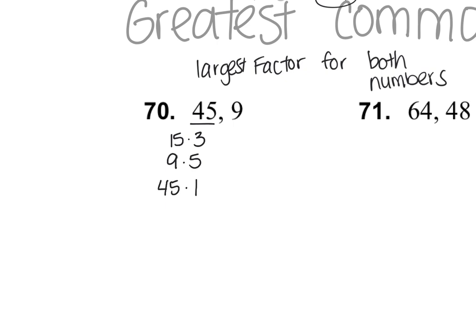Now, on the other hand side, we have 9. So we're looking at 9. Its factors are, well, obviously 9 times 1, and we have 3 times 3, okay? So now they have two sets of factors in common. They both have a 3, and they both have a 9. Do you guys see that? So the common factors are 3 and 9, but again, we're looking for the greatest common factor. So our greatest common factor would be 9 because 9 is larger than 3, okay?